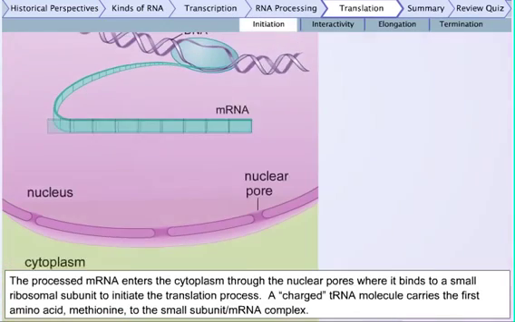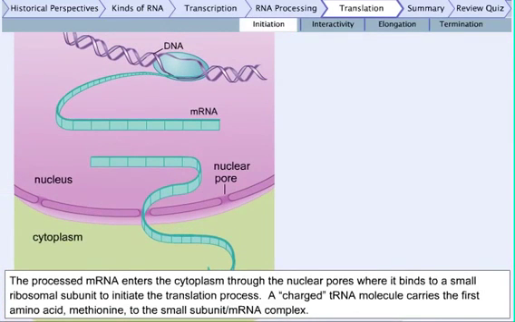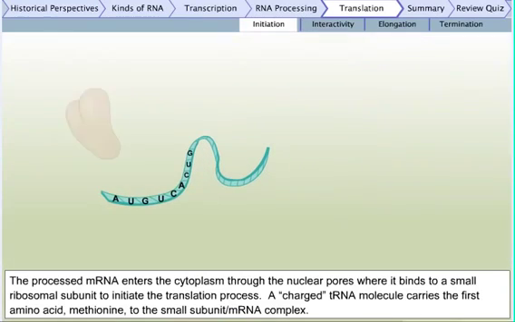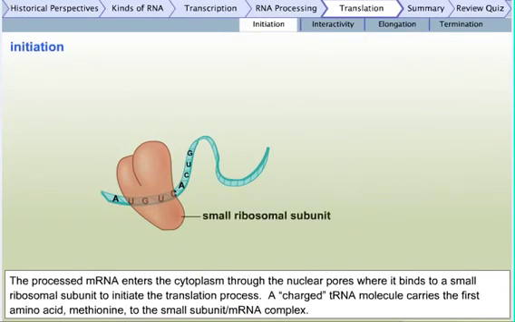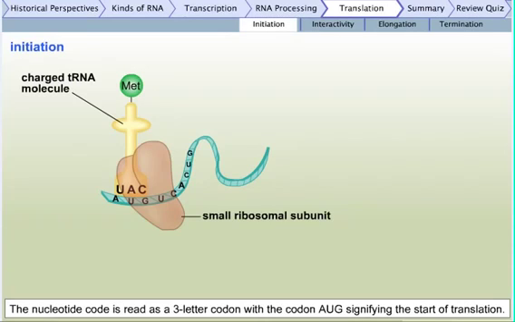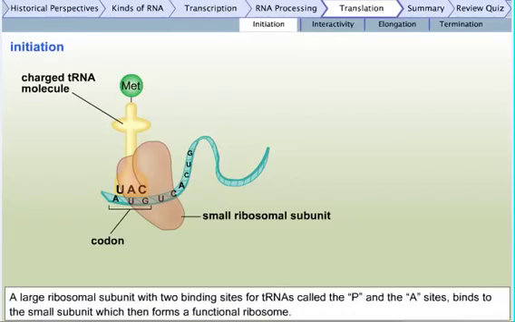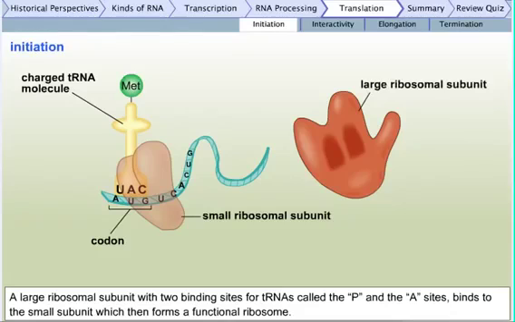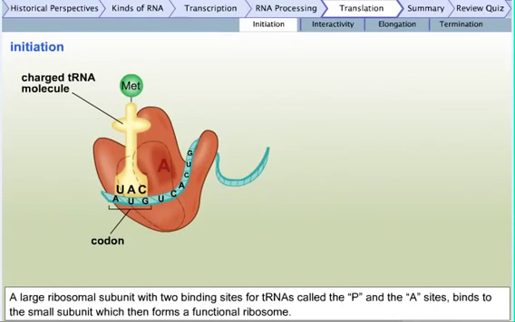The processed mRNA enters the cytoplasm through the nuclear pores, where it binds to a small ribosomal subunit to initiate the translation process. A charged tRNA molecule carries the first amino acid, methionine, to the small subunit mRNA complex. The nucleotide code is read as a three-letter codon, with the codon AUG signifying the start of translation. A large ribosomal subunit with two binding sites for tRNAs called the P and the A sites binds to the small subunit, which then forms a functional ribosome.